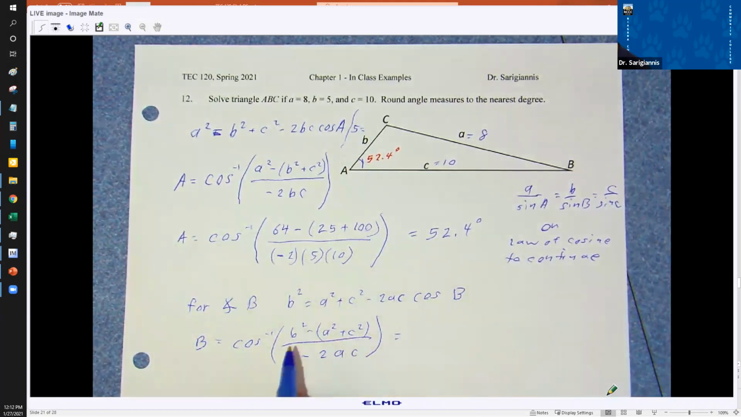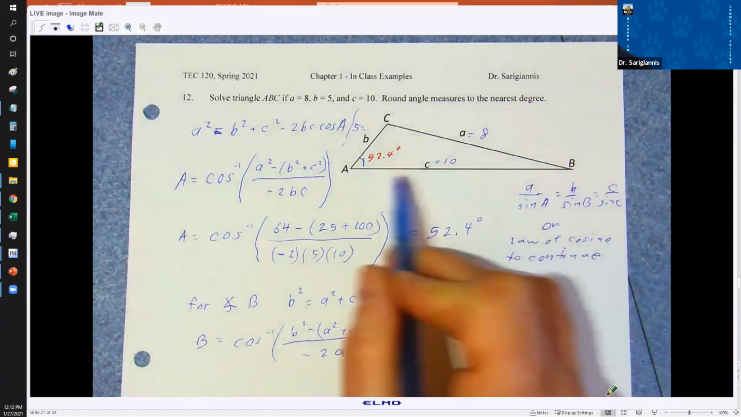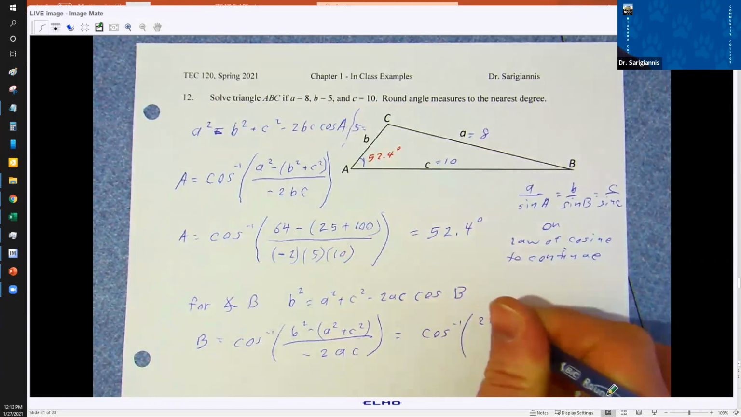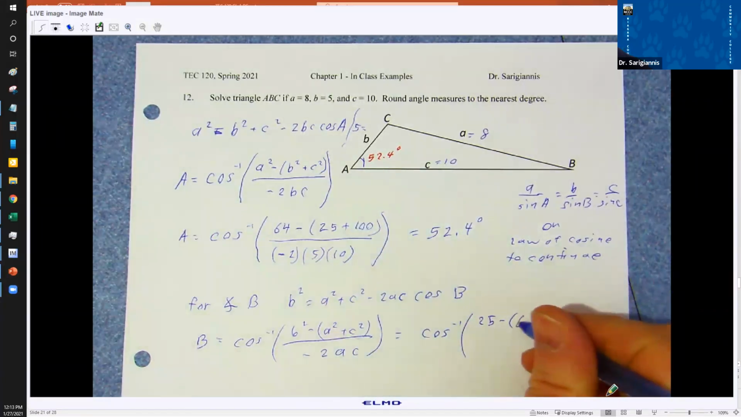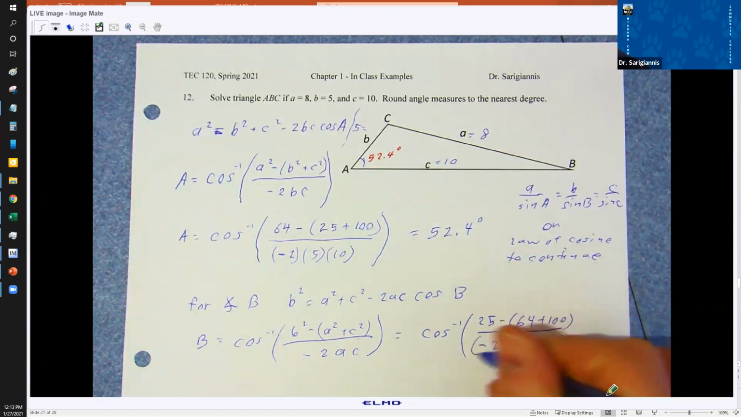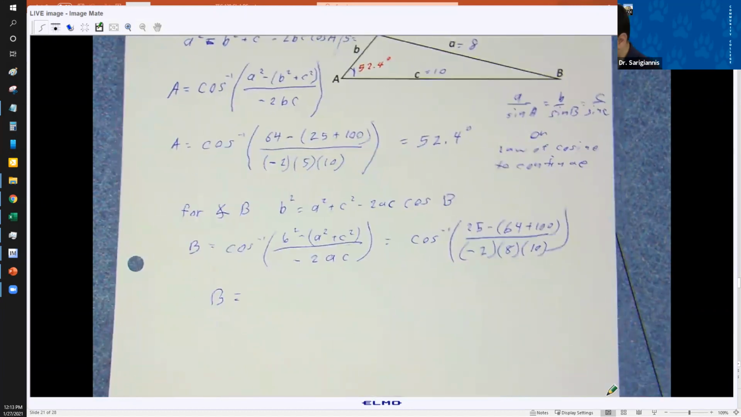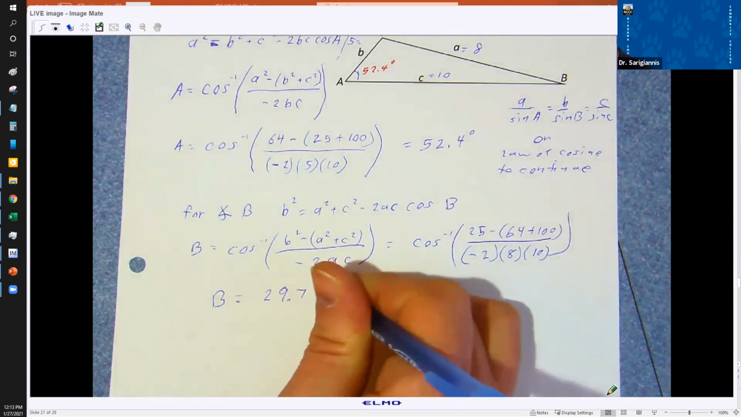And this just turns out to be, let's see, what are my numbers? I didn't actually put my numbers in. So that's going to be 25, what's a? a is 8, so 64 plus 100 divided by -2. a is 8, c is 10. So B is equal to, in this case, 29.7 degrees.